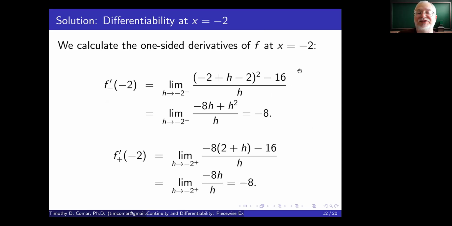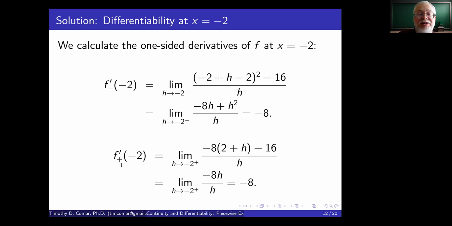Now we're going to look at differentiability at x equals -2. And we're going to do this by looking at the one-sided derivatives here. If we're going to calculate our left-hand derivative at -2, again, we're going to be taking a limit as x approaches -2 from the left-hand side here, and we're going to use that (x minus 2) squared definition for our function here. Function value is still 16. Pretty straightforward to do a little simplification here, and we can compute that the limit is going to be -8.